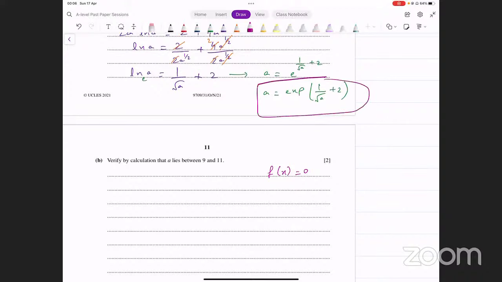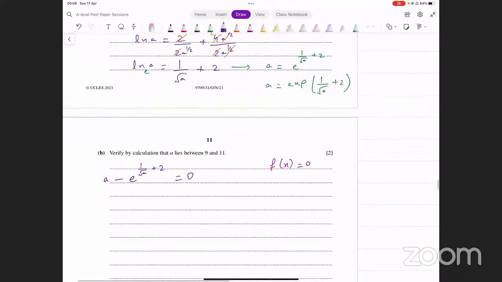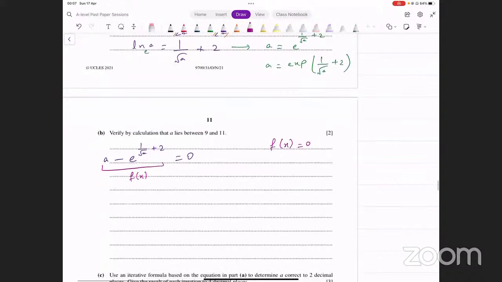Not to input as it is. First you will have to take everything to one side. So you can say A minus e power 1 over square root of A plus 2 equals 0. You have converted it into this form, brought everything to the left, and 0 is on the right side. Now let's call this thing f of x. What you have to do is evaluate f of 9.